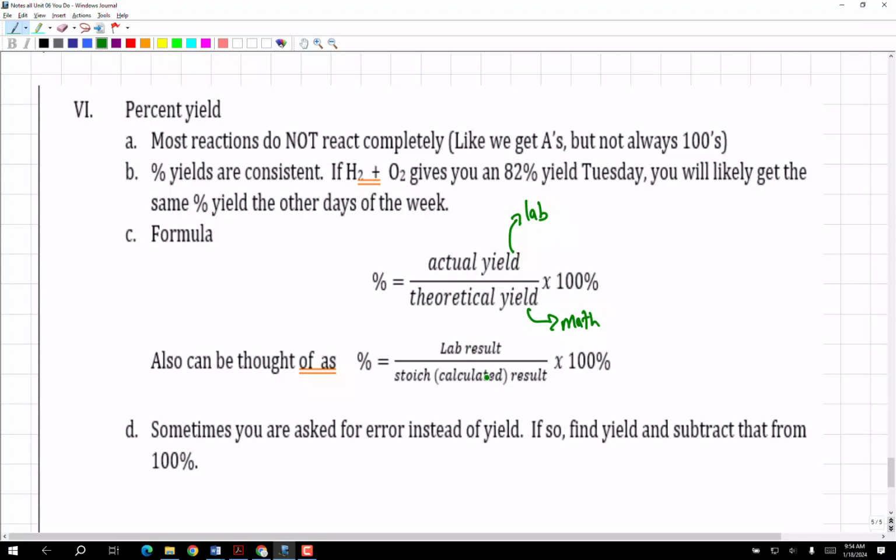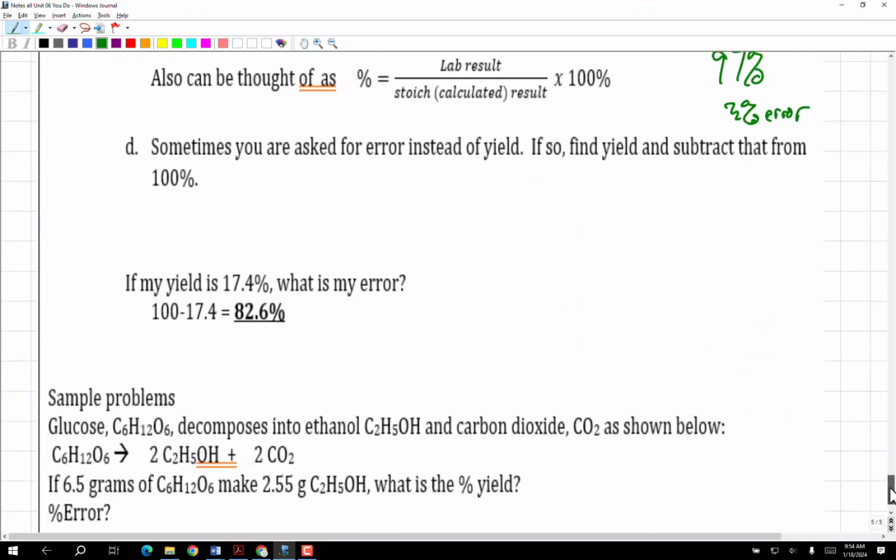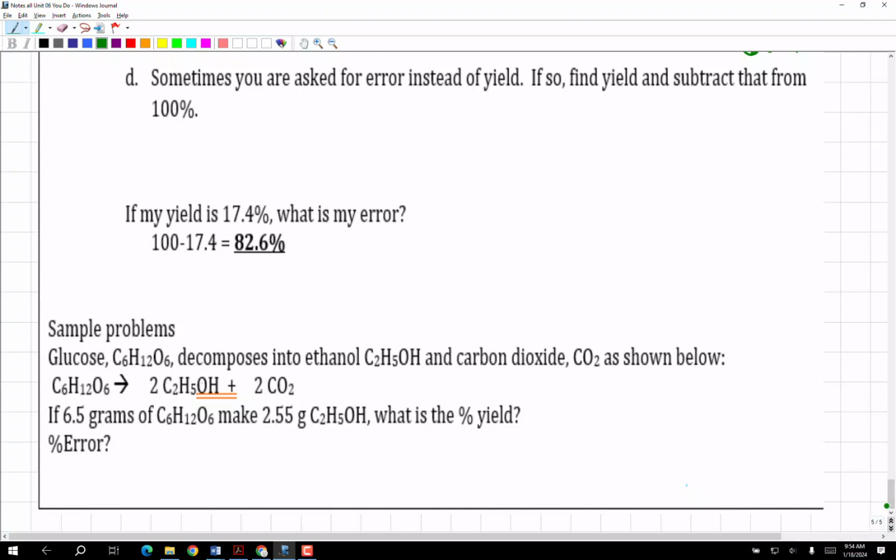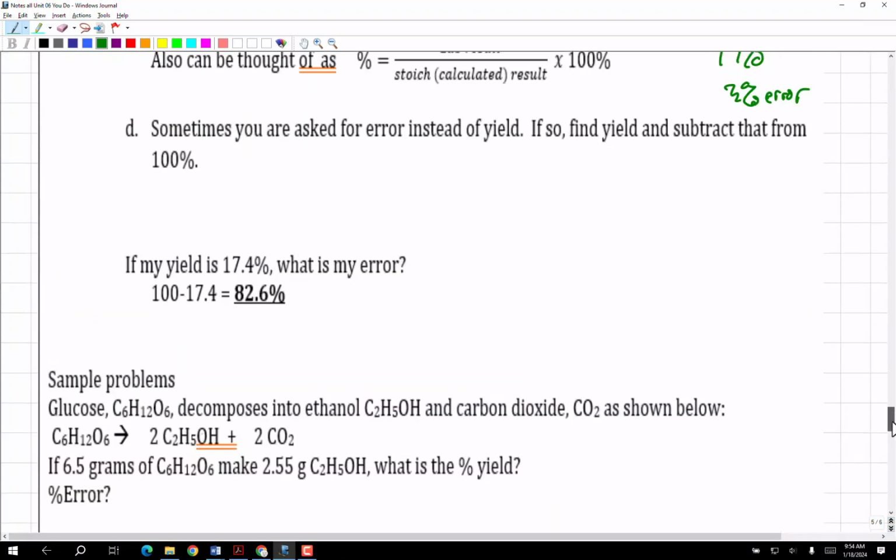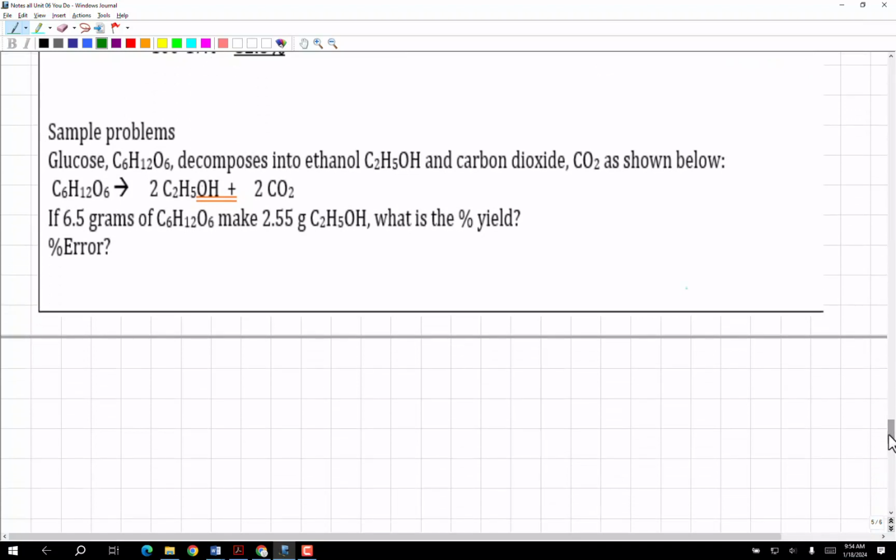Sometimes you ask for error instead of yield. So if I have a 97% yield on the test, I have a 3% error. Super simple, right? You just subtract it. All right. Glucose decomposes into ethanol and carbon dioxide, as shown below. If 6.5 grams of C6H12O6 makes this much, what's the percent yield?